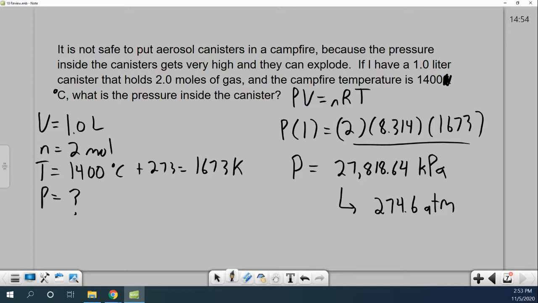So that kind of sums up our review. We went through a little bit of theory and stuff that we looked at. We looked at a few of the laws, and then we solved a couple ideal gas examples.